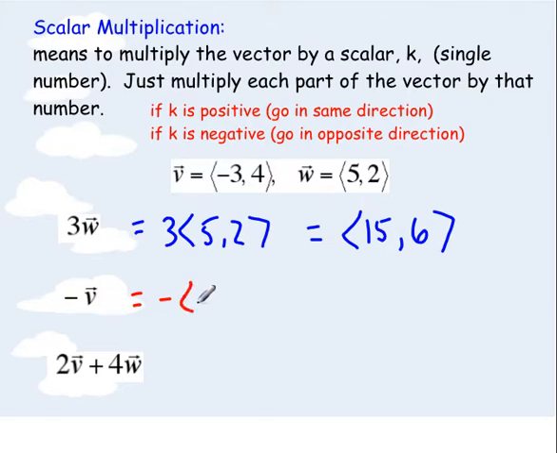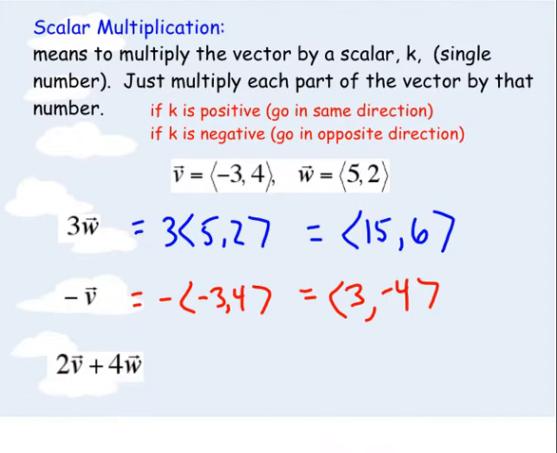So basically just distribute that negative sign through. Negative negative 3 would be a positive 3, and then a negative 4. So before we were going 3 to the left and 4 up. Now we're going 3 to the right and 4 down. It's going in the complete opposite direction.